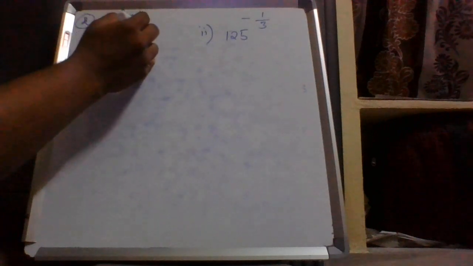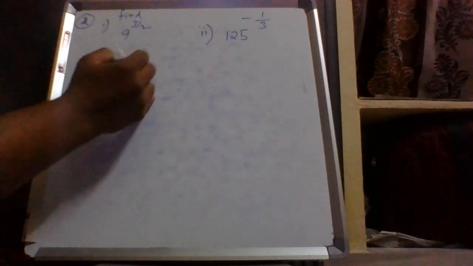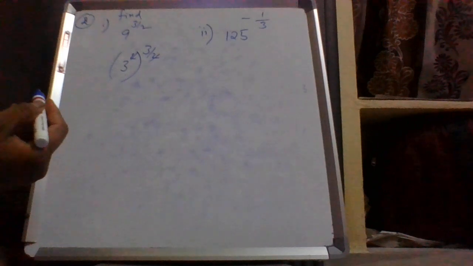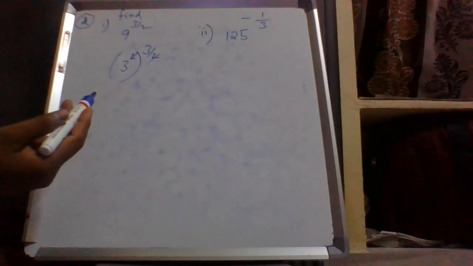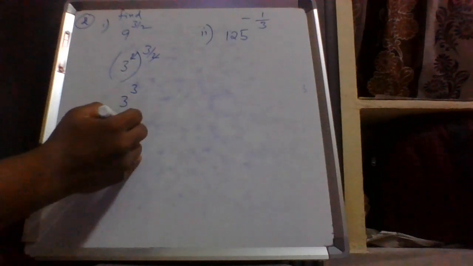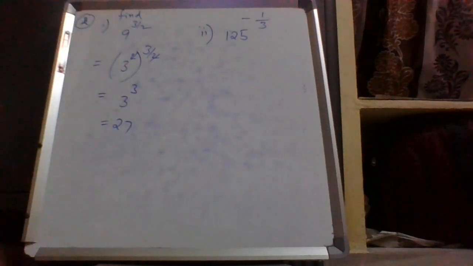So here the denominator is 2. Which number's square is 9? 3. So 3 square whole power 3 by 2. These two we can cancel. Similarly, like (a power m) whole power n is a power m into n. So the 2 cancels, so 3 power 3. 3 power 3 means 27.